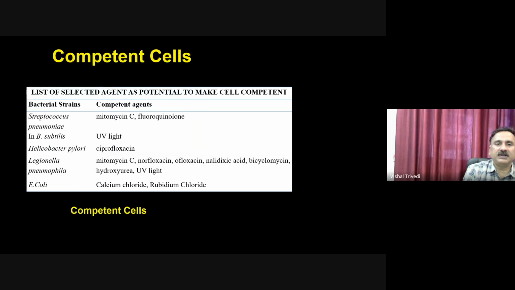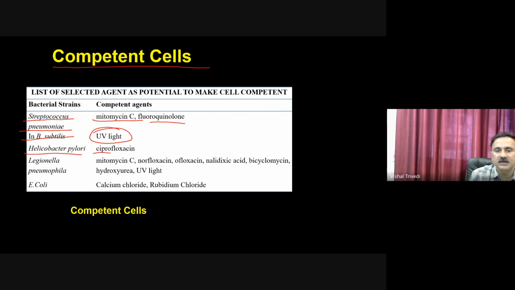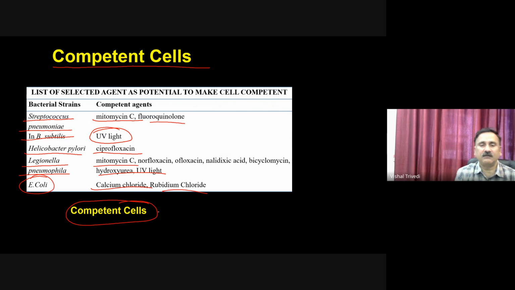So you have different types of reagents which you can use for preparing competent cells, for different types of bacterial strains. For example, for Streptococcus pneumoniae you can use mitomycin C and fluoroquinolone. For Bacillus subtilis, you can use UV light. For Helicobacter pylori, you can use ciprofloxacin. For Legionella pneumophila, you can use many of these molecules. And for E. coli, you can use calcium chloride or rubidium chloride. All this you have to do to take care of the surface chemistry of the host cells so that they will happily take up the DNA.